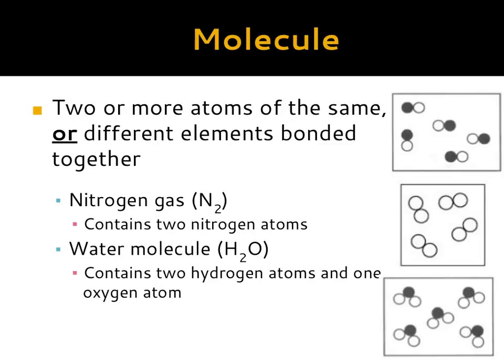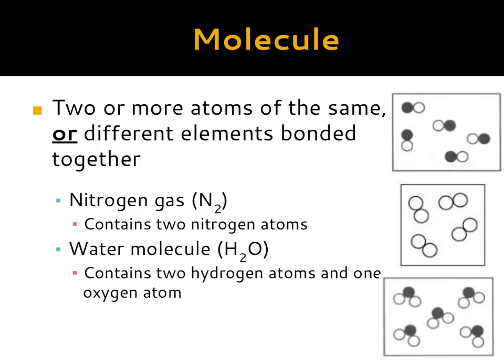Okay, so now we have molecule. What I want you to do is flip back a couple of slides to where it just had the little web design, the tree, whatever you want to call that, of the different types of matter. A molecule is not a type of matter. A molecule is a term used to describe the matter. So the definition of a molecule is that it is two or more atoms of the same or different elements bonded together.